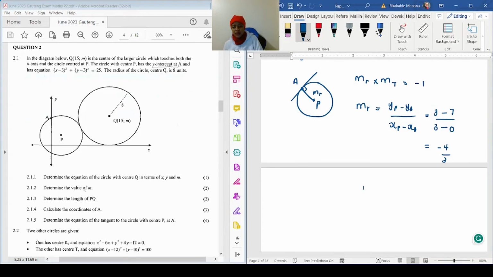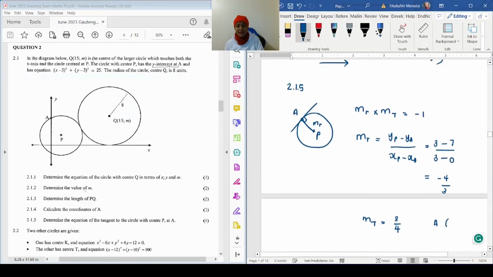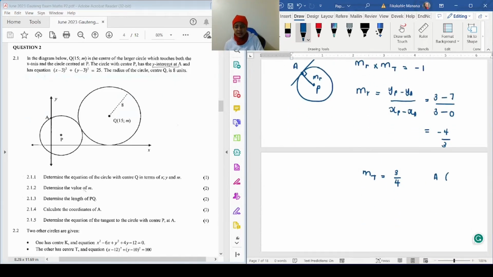Now we know that the gradient of this tangent line would be equal to 3 over 4. Because if you multiply 3 over 4 times negative 4 over 3, you're going to get negative 1. Okay, so now that we have the gradient of the tangent, and we have a point, which is A, right? We just calculated it at 0 and 7. We can then get the equation of the tangent.